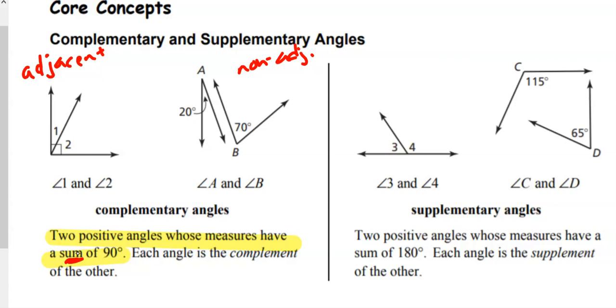If you're talking about supplementary angles, same sort of idea. We have adjacent angles and we have non-adjacent. What changes is that they sum to 180 degrees. So two angles add up to 180 degrees, and again, they do need to be positive angles.